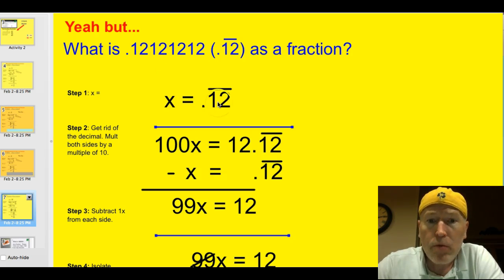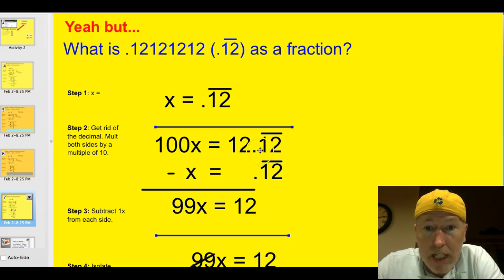We set x is equal to 0.12 repeating. This time we're going to multiply by 100. That's why I said over here, get rid of the decimal and multiply both sides by a multiple of 10. Because what we want to do is get 0.12 over here by itself so we can isolate 12. All right, so that's what we're going to do.